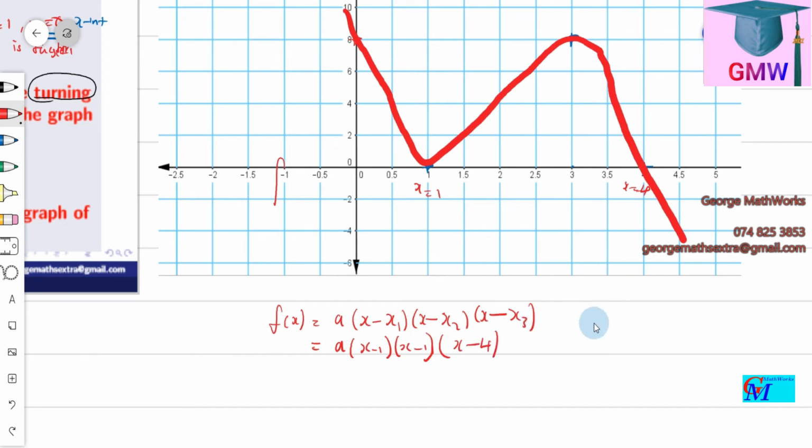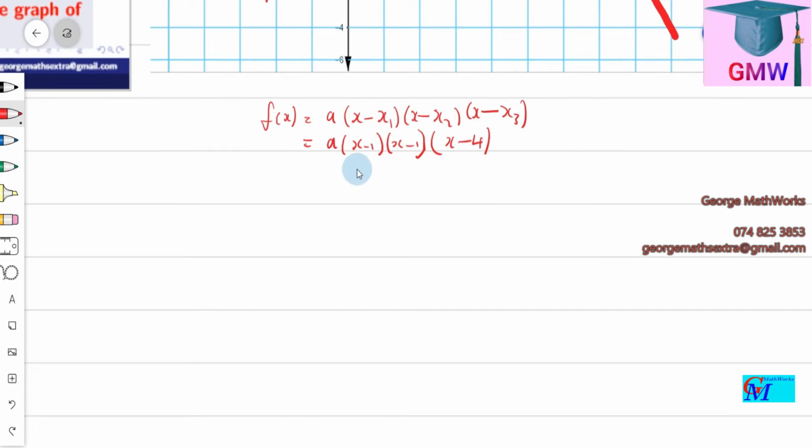Now, with this one done, what we need now is to expand this equation. So we are going to say a at this point, this is the same as x minus 1 squared, then multiplied by x minus 4. Now I can expand this to say a here. I can start by writing x minus 4. I'll tell you why I did this. Then x minus 1 squared.